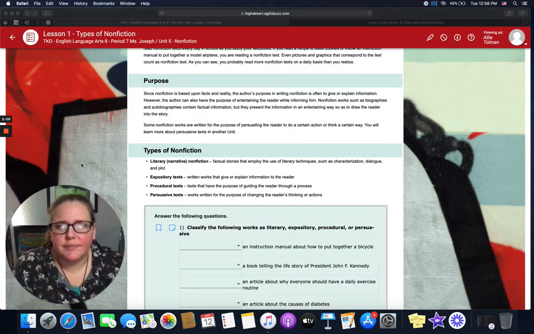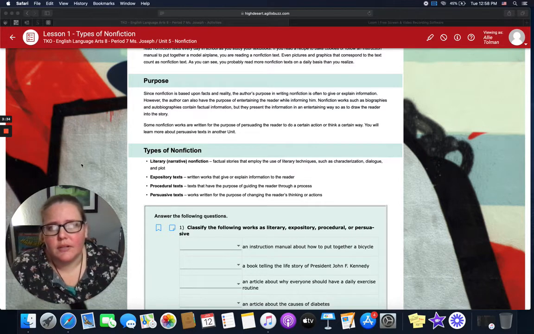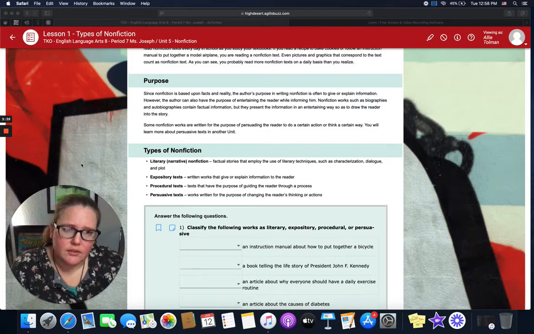So what's the purpose? Since nonfiction is based upon facts and reality, the author's purpose in writing a nonfiction work is often to give or explain information. However, the author can also have the purpose of entertaining the reader while informing him. Nonfiction works such as biographies and autobiographies contain factual information, but they present the information in an entertaining way so as to draw the reader into the story. Some nonfiction works are written for the purpose of persuading the reader to do a certain action or think a certain way. You will learn more about persuasive text in another unit.